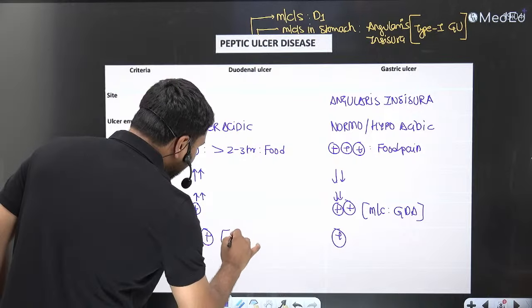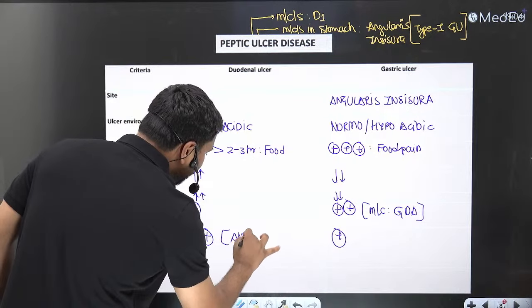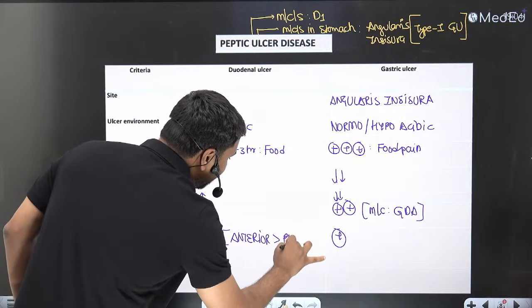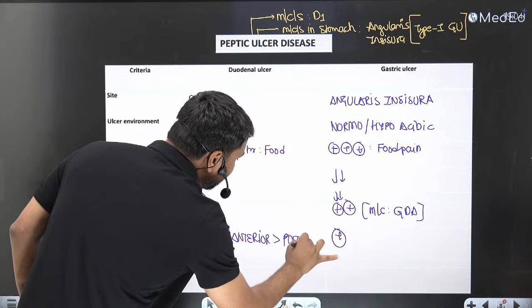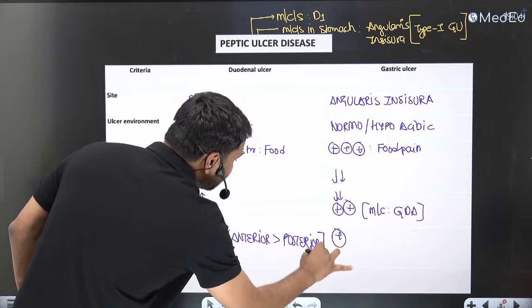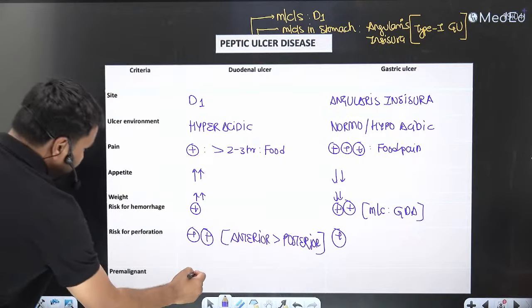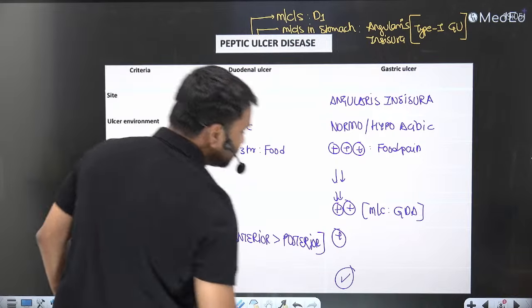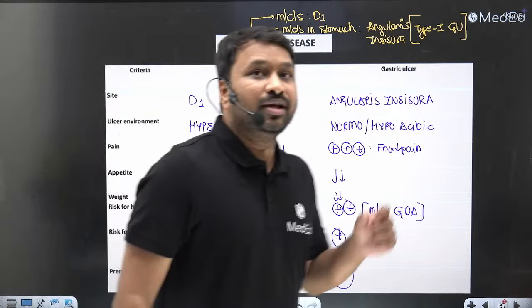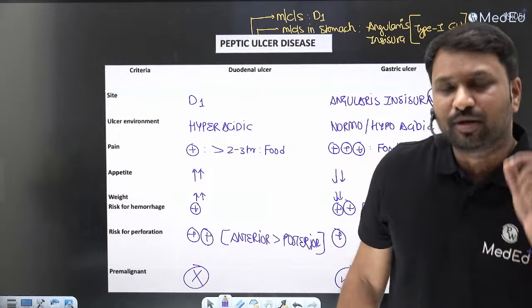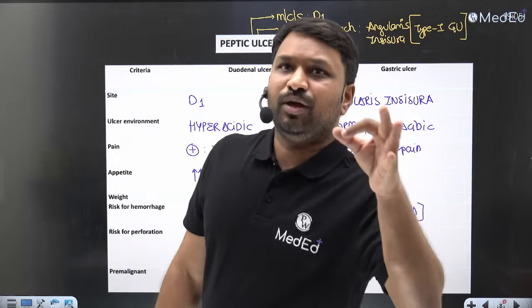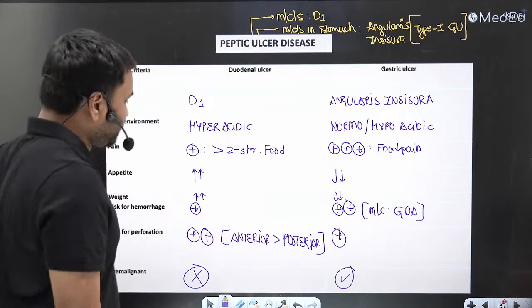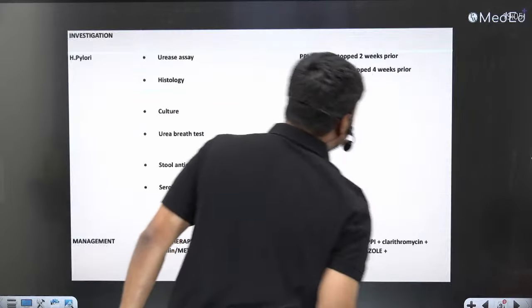Remember, it is the anterior ulcer that perforates, or the anteriorly located ulcer that perforates, when compared to the posteriorly located ulcer. So it is the anterior ulcers that usually perforate. Duodenal ulcers are never pre-malignant, whereas gastric ulcers are considered to be pre-malignant. That is why whenever we come across a gastric ulcer, I will always take a biopsy. Right? So that's the context which is present here.